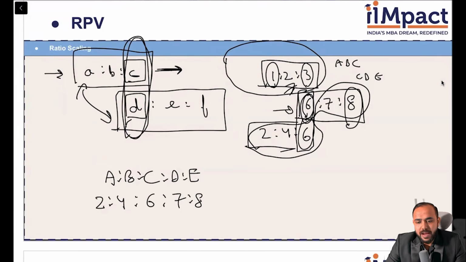You have to multiply with something so that the common link between the two ratios, which is C and D, turns out to be equal. And what is that common value going to be, which puts C and D equal to each other? The LCM of C and D.